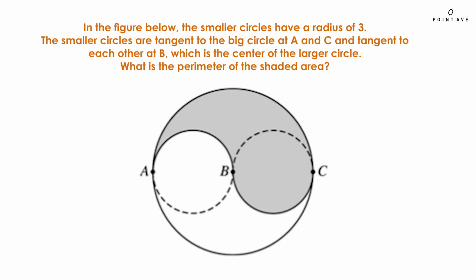In the figure below, the smaller circles have a radius of 3. These smaller circles are tangent to the big circle at A and C and tangent to each other at B, which is the center of the larger circle. What is the perimeter of the shaded area?